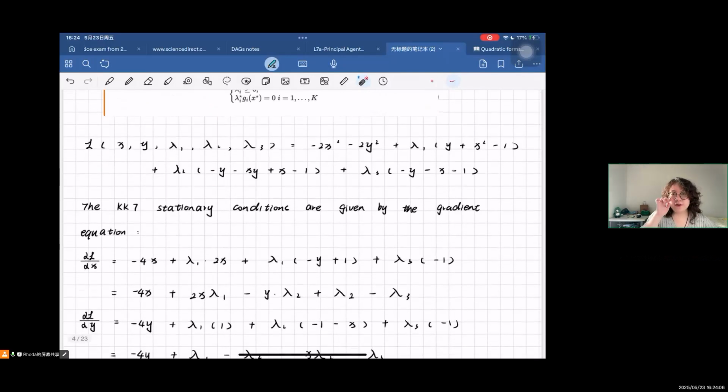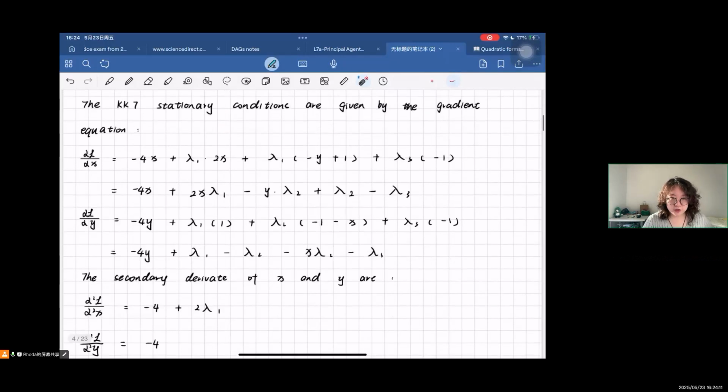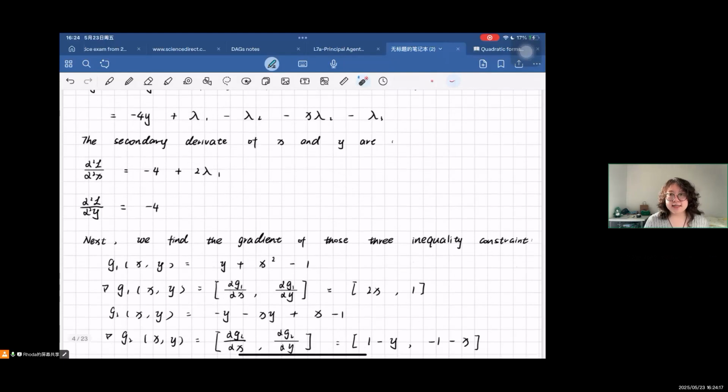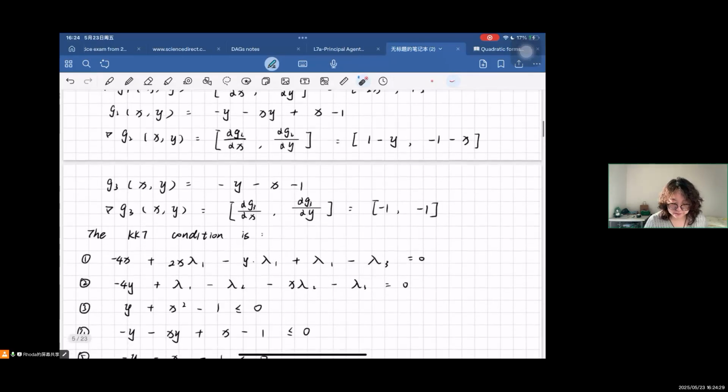And then we need to find the KKT stationary condition. We need to take the partial derivative with respect to x and the partial derivative with respect to y. Also in this step, I preprocess some equations. I take the second derivative and also find the gradient of the inequality constraints. They can help me to more smoothly construct the bordered Hessian in the following step.